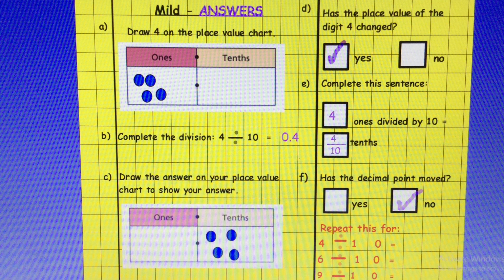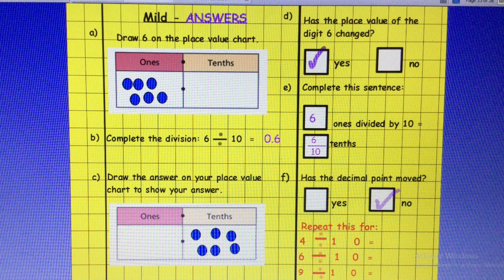Here are your answers for 4 divided by 10. Remember A, B, C and E are the same answers for mild as well as hot and spicy. For D on spicy, you would have to explain that the place value of the digit 4 has changed from 4 ones to 4 tenths. And for F, you would have to explain that the decimal point does not move.